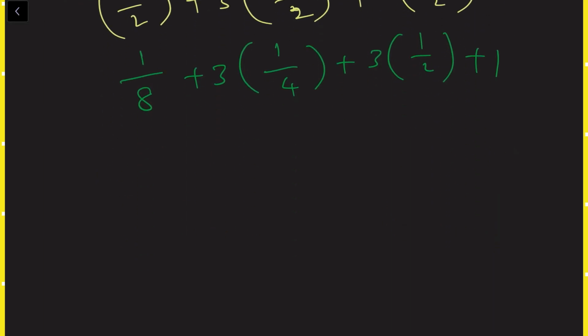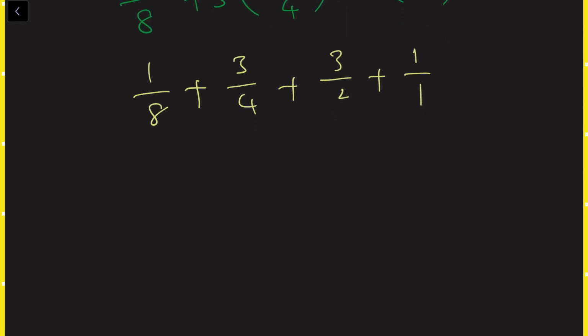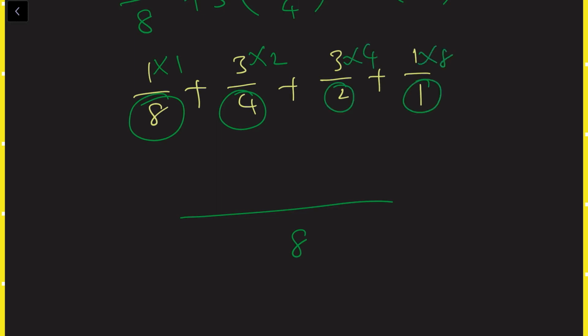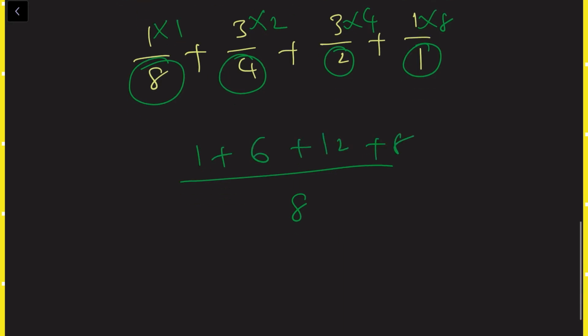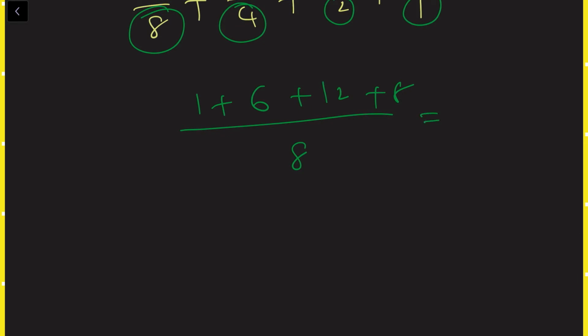1 by 8 as it is, plus 3 ones are 3 by 4, plus 3 ones are 3 by 2, plus 1 can be written as 1 by 1. Now here all the denominators are different, so find the LCM of denominators. 8, 4, 2, 1. LCM is 8. In 8 table, where 8 will come? 1s are. In 4 table, 2s are. In 2 table, 4s are. In 1 table, 8s are. So 1 1s are 1 plus 3 2s are 6 plus 3 4s are 12 plus 1 8s are 8. If we add all these, 1 plus 6 is 7, 7 plus 12 is 19, 19 plus 8 is 27, divided by 8. So the remainder will be 27 by 8.